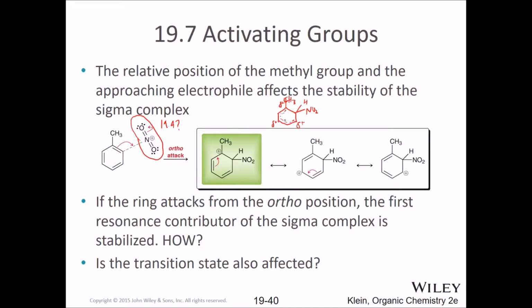So what's going on here? What can we see? Well, alkyl groups are electron donating, and you've got a plus charge here in one of your resonance contributors. That's good. You've got an alkyl group. This is now a tertiary carbocation. So if the ring attacks from the ortho position, the first resonance contributor of the sigma complex is stabilized. How so? I just said it. Say it again. You say it. Is the transition state also affected? Look at that. Is the transition state also affected?